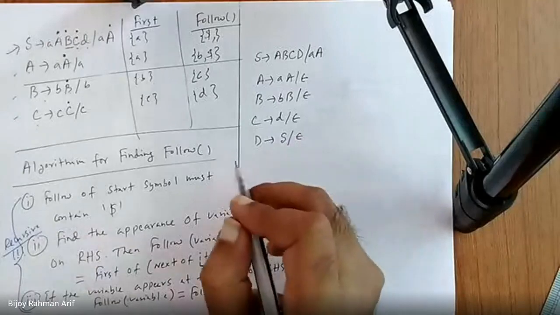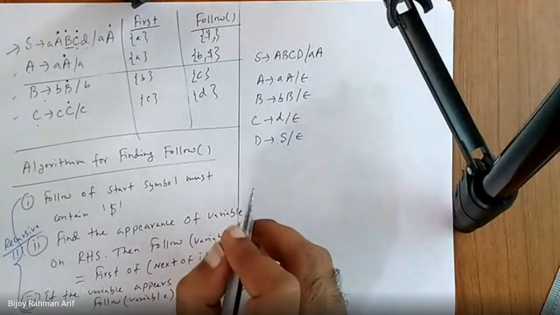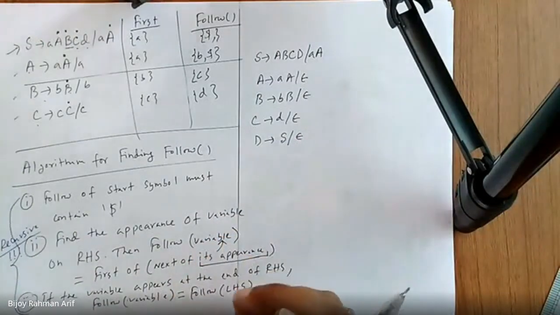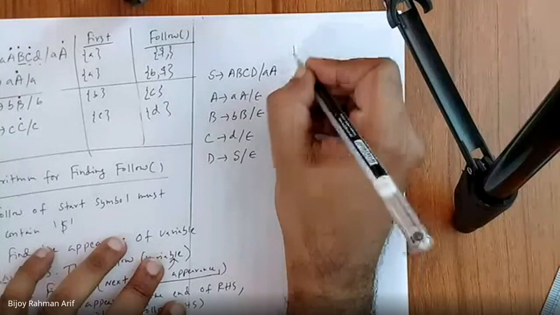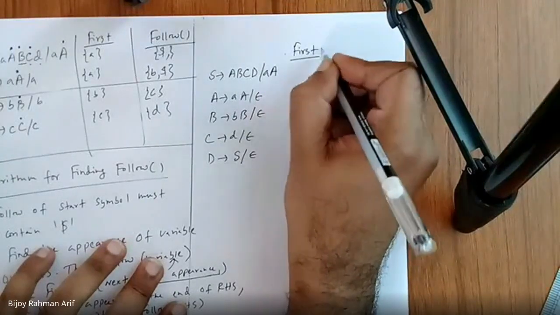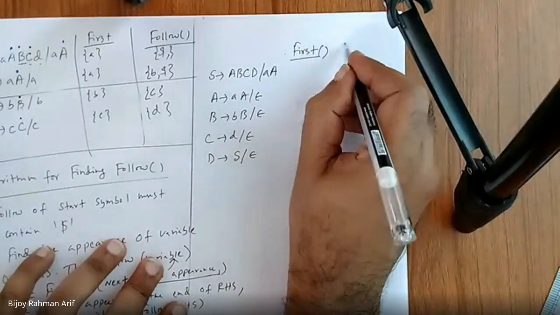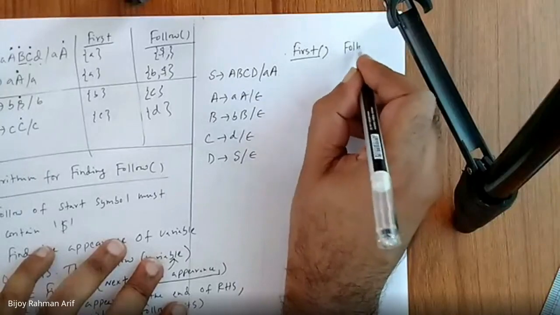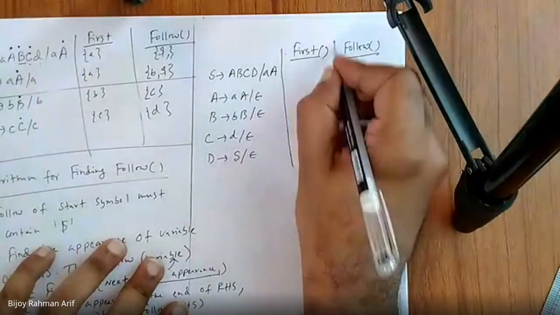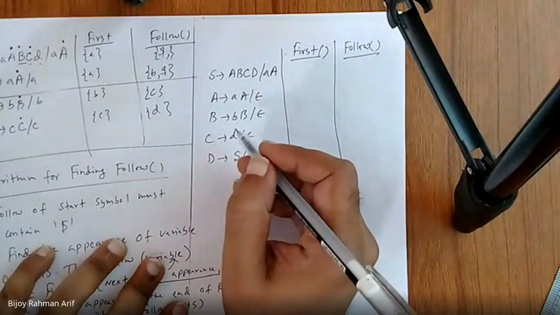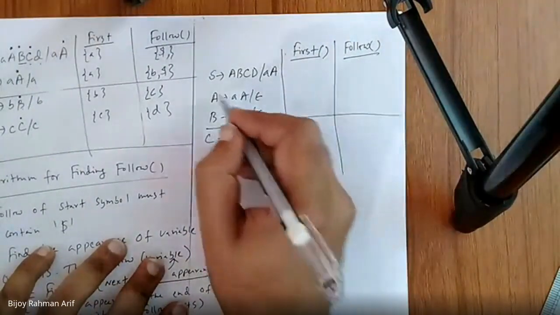Okay, it is a wonderful problem. So what should we do first? We have to first find first. Always remember, it is possible to find follow without finding first, but eventually in the process you must find first. It is better to find first. That's why it is fast.